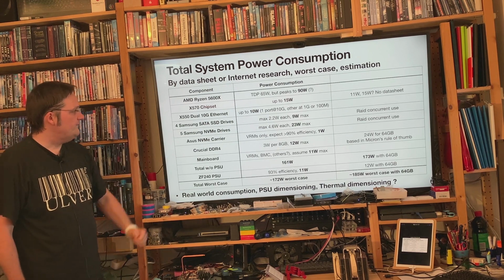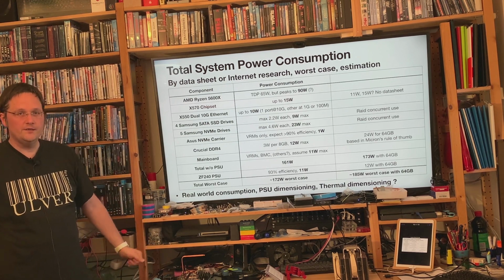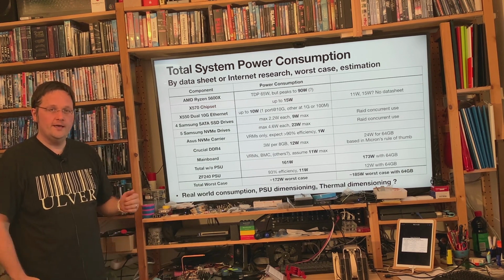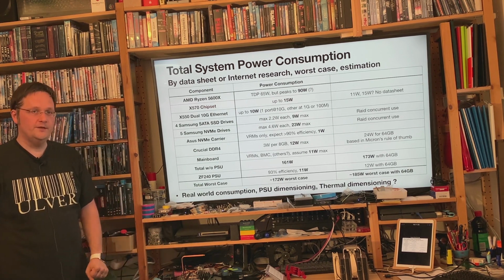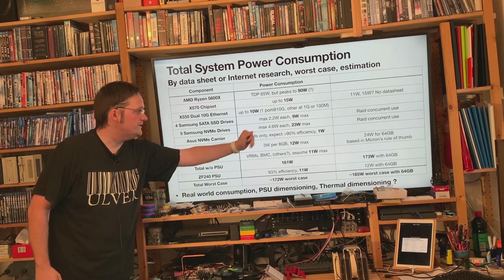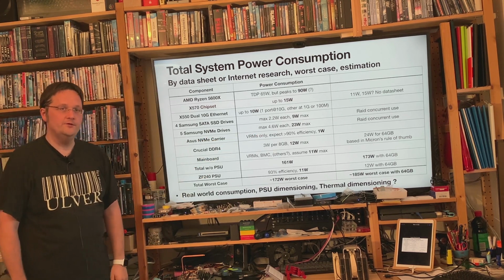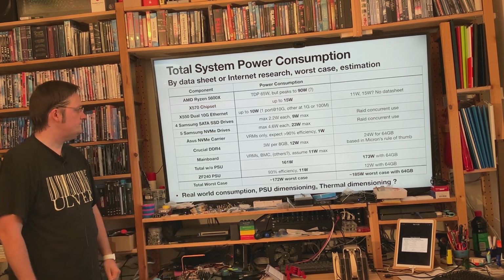For the Samsung NVMe drives, it's a similar logic. Also there the data is available, and it's also used in RAID. Here the worst case power consumption of an individual drive is 4.6 watts, so we are coming up to a total of 23 watts for those in the worst case.